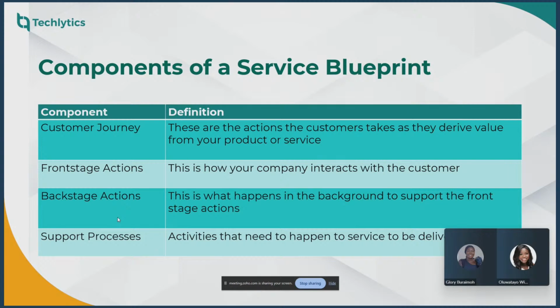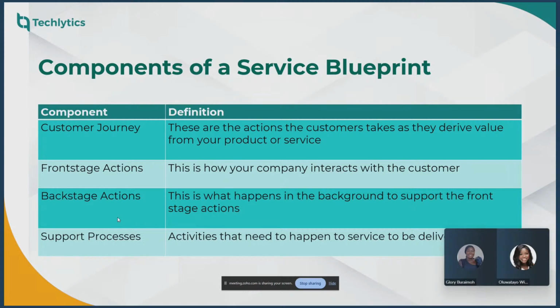But the four major ones start with the customer journey. These are the customer actions or interactions along the value chain. What does the customer do? What's the process the customer goes through in order to receive value from the particular business or service? That's the customer journey. Then we have the front stage actions. This is how the business interacts with the customer. As the customer is going through the journey, what are the things the business is doing to interact with the customer and help the customer achieve their goal? That's the second level of the service blueprint.